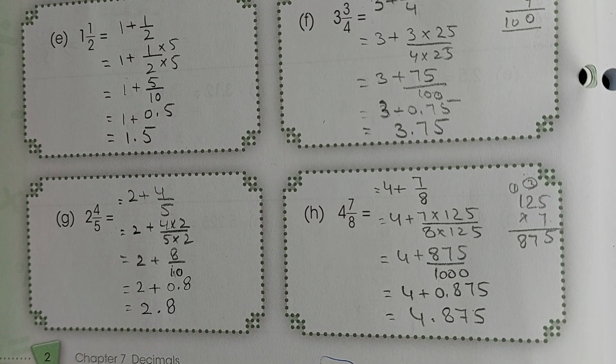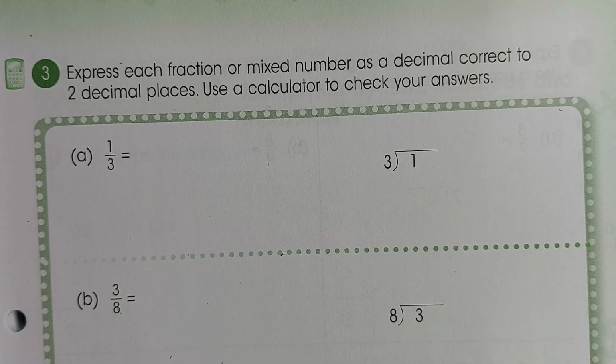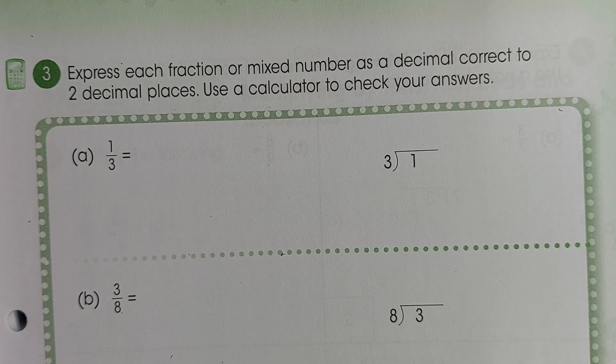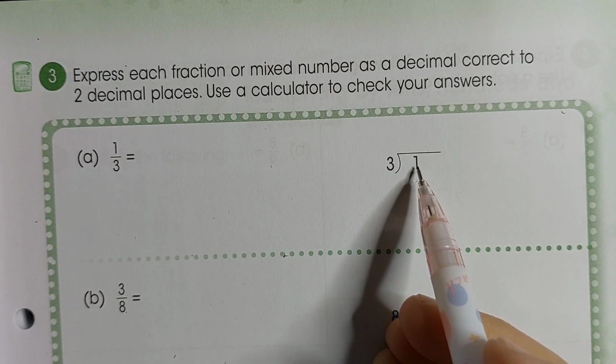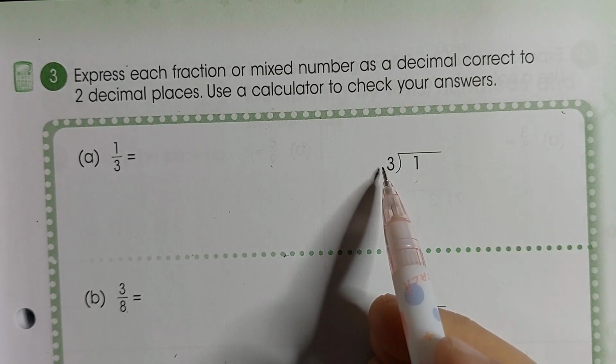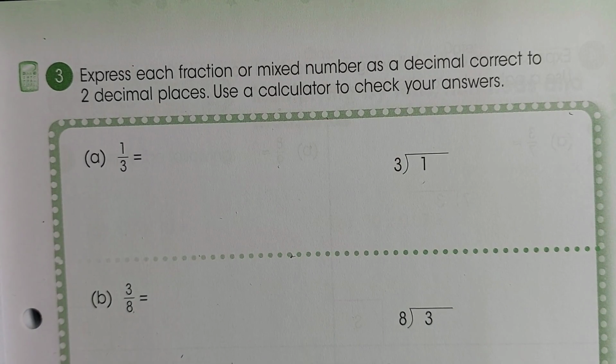Now we will start question number 3, that is on page number 3. Question number 3 is: express each fraction or mixed number as a decimal correct to 2 decimal places. Use a calculator to check your answers. So we can do it easily even without using a calculator. So we will start here. 1 upon 3. As they have shown already, you put 1 inside, your numerator will come inside and 3 outside.